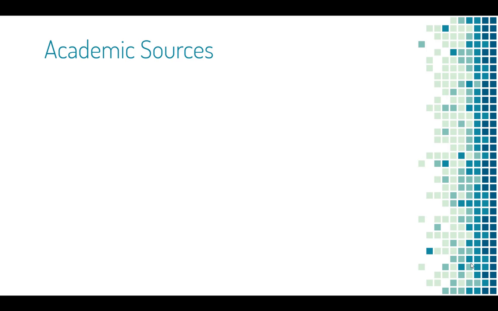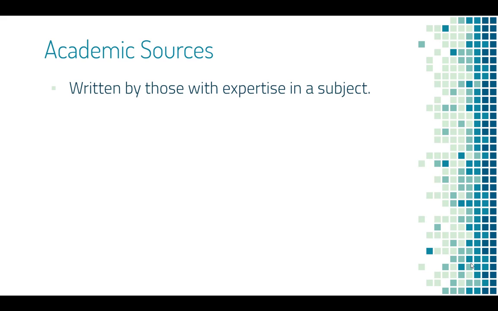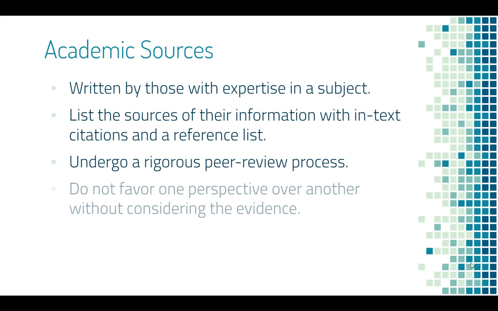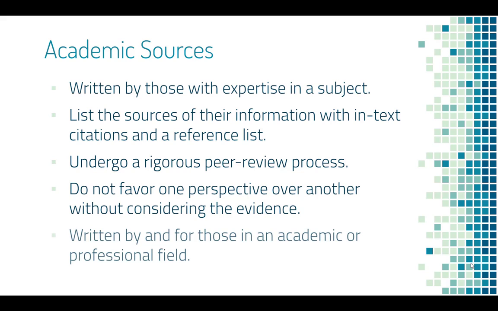For review, academic sources are written by those with expertise in a subject, list the sources of their information with in-text citations and a reference list at the end of the work, undergo a rigorous peer review process, do not favor one perspective over another without considering the evidence, and are written by and for those in an academic or professional field.